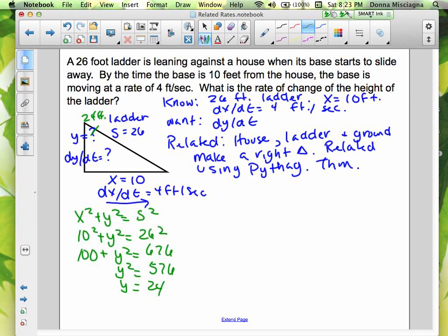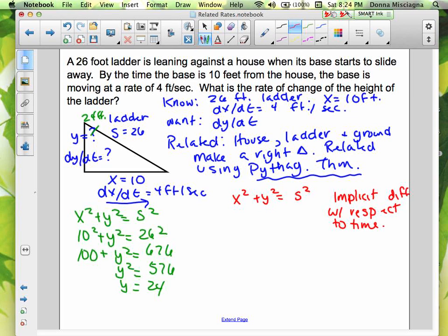And dy/dt is what we're looking for. So now we're going to use the formula that relates them together, the Pythagorean theorem, and use implicit differentiation with that. So what relates them together? x squared plus y squared equals s squared. And now we'll use implicit differentiation with respect to time. These will always be with respect to time because things are moving over time.